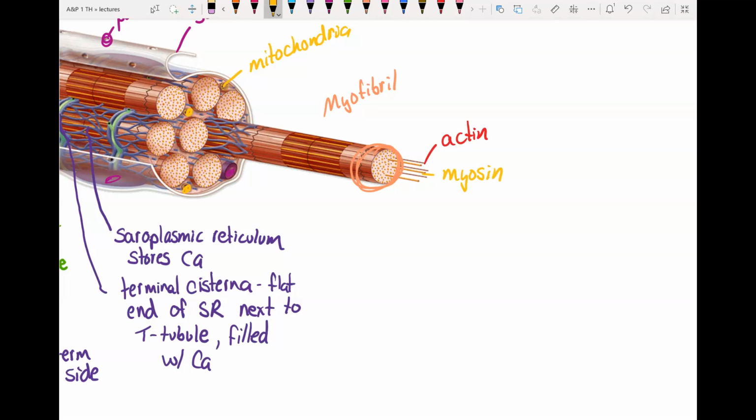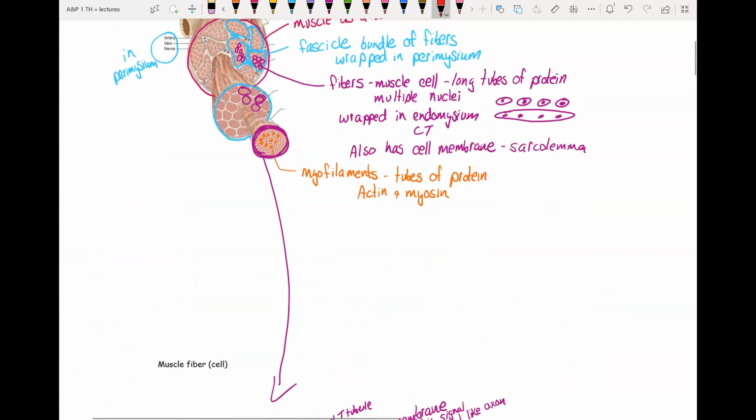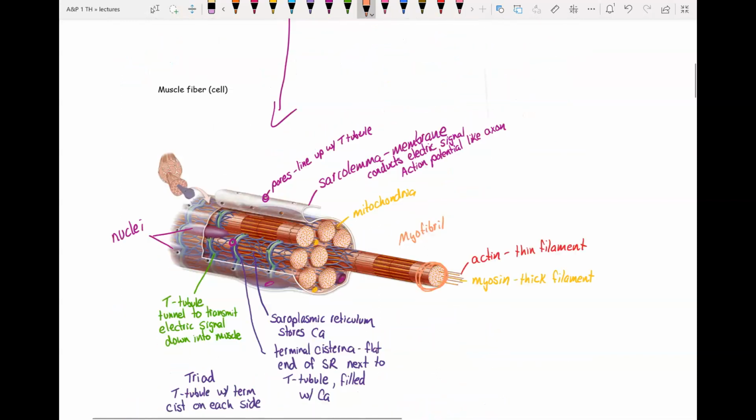Okay, these also go by thick and thin filament. Myosin is thick. So of these two proteins, myosin is the thicker one, so it is also called the thick filament. Actin is the thin one, so it is also called the thin filament. So back up here, it would be myofibril, then myofilaments. So your tubes go the entire muscle, the fascicle, the fiber, the myofibril, the myofilaments.